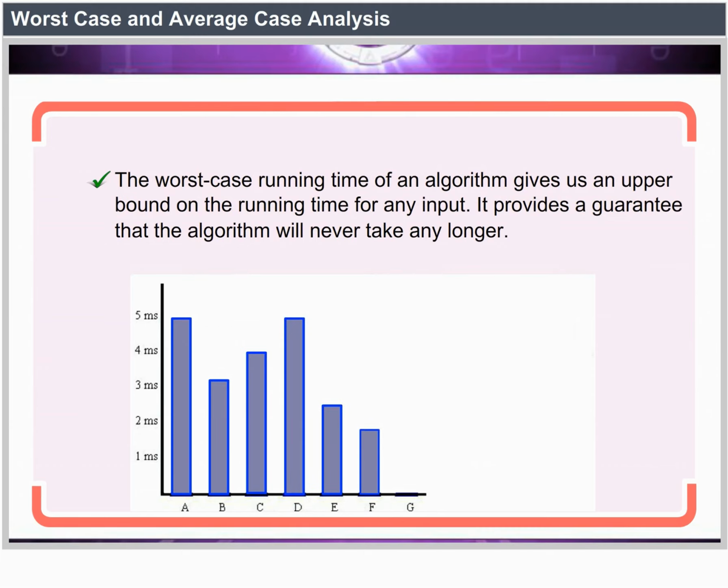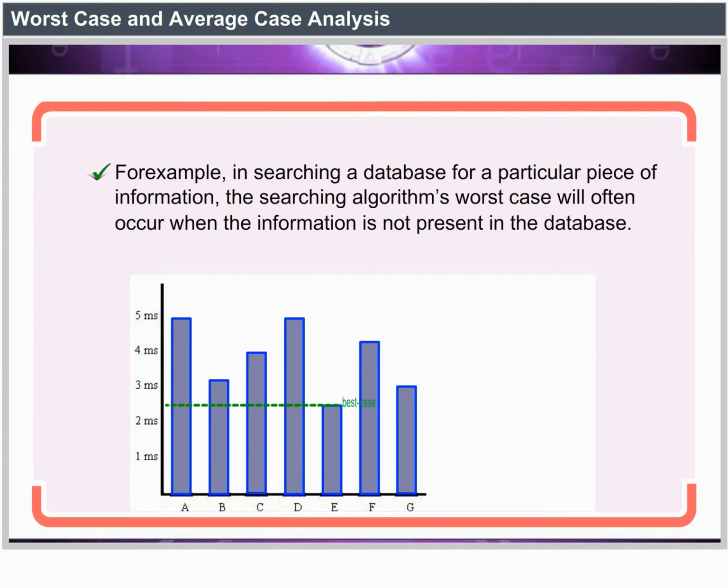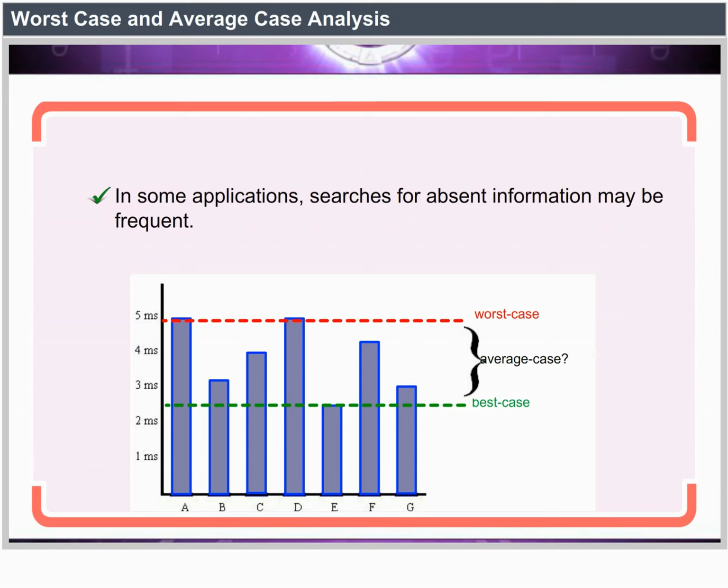For some algorithms, the worst case occurs fairly often. For example, in searching a database for a particular piece of information, the searching algorithm's worst case will often occur when the information is not present in the database. In some applications, searches for absent information may be frequent. The average case is often roughly as bad as the worst case.